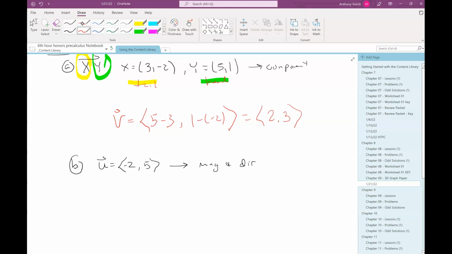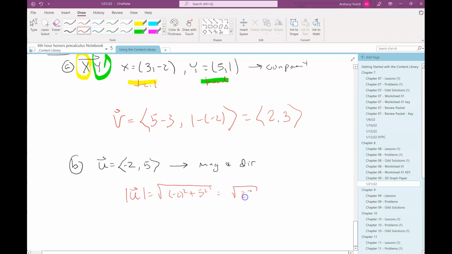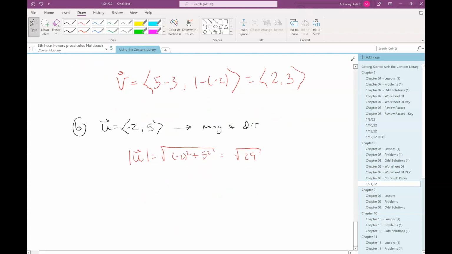This time, let's say we have the vector u in component form, which is equal to negative 2, 5. And we want the magnitude and direction for that vector. Well, the magnitude is easy. It's just the square root of a squared plus b squared. So that's the square root of 29. That radical can't be reduced. If it could, you could go ahead and do that, or depending on the directions, you could write it as a decimal. I'm just going to leave it the way it is for now.